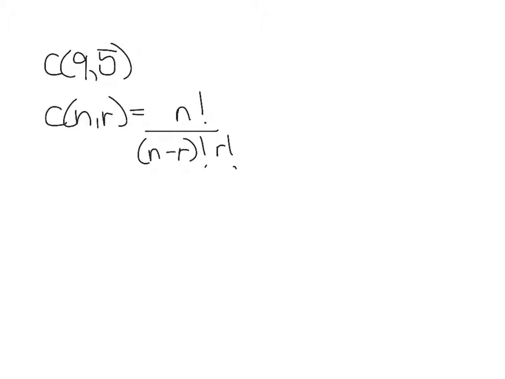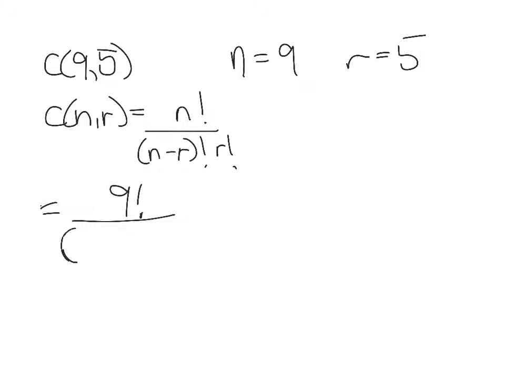Okay, let's look at this one together. Here's our formula. We're going to identify first what n and r is. n is 9, and r is 5. So let's plug it into our formula. Okay, I'm going to do 9 minus 5.